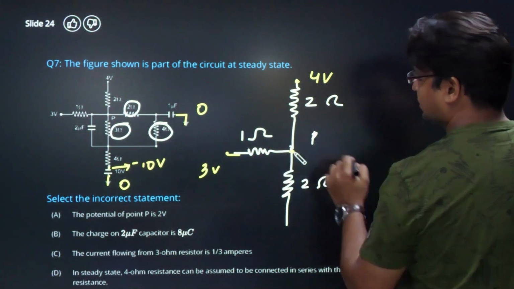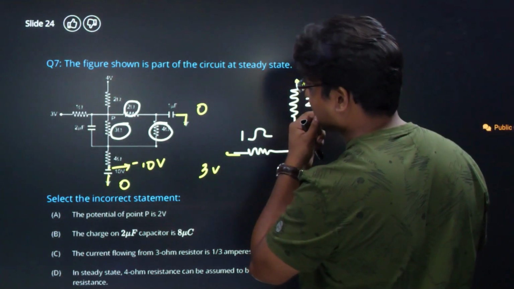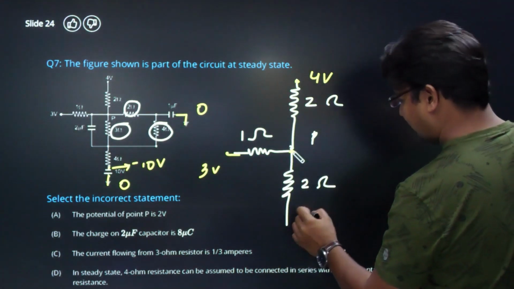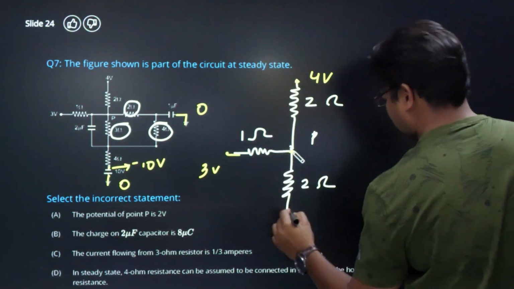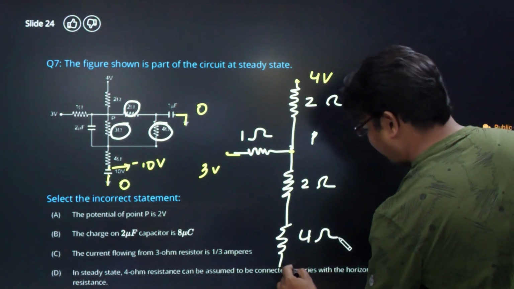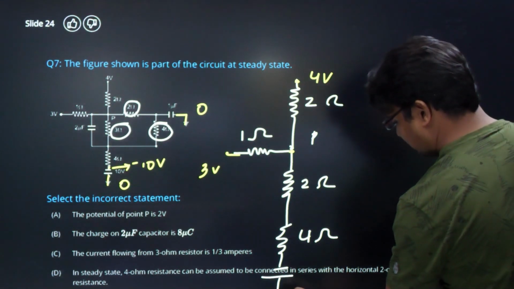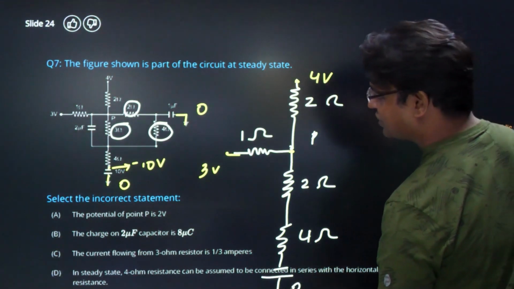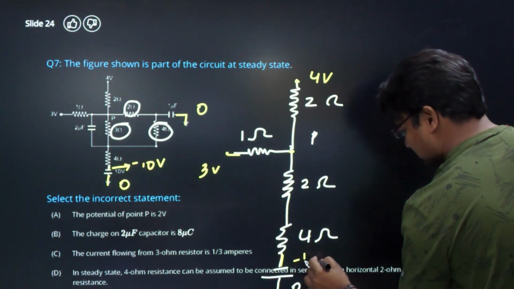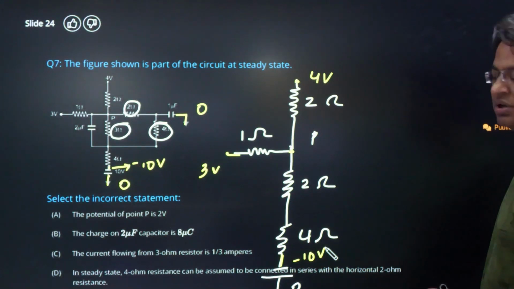This point is P, and below 2 ohm we have a resistor of 4 ohm. Let me draw that also. So we have a resistor of 4 ohm here. Then we have a battery here, and this point has a potential of 0. So if this point has a potential of 0, then we already marked that the potential at this point would be minus 10 volt.